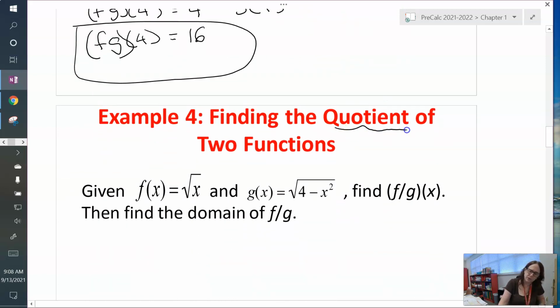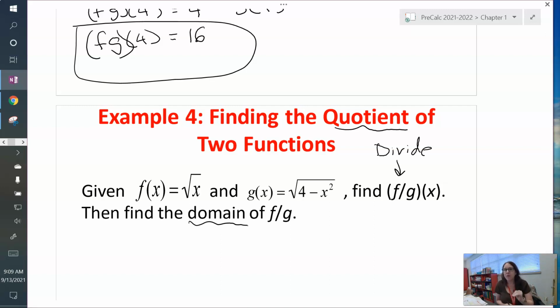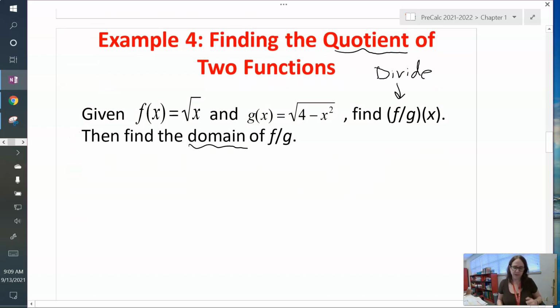Quotient of two functions. That means divide. So we're going to divide these. We're also going to find the domain. Now in this problem, the first part, doing the division, that's the easy part. Finding the domain can be a bit challenging. So what I'm going to do is show you graphically using number lines. And then when we get to the end of that, we'll be able to just read off the number line what the domain is.